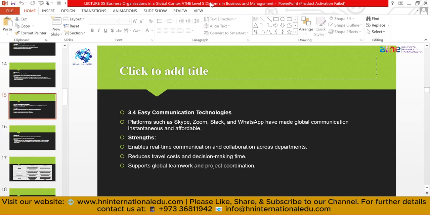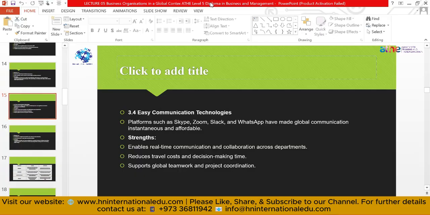Strength enables real-time communication and collaboration across the departments. You need to intervene with each and every one all the time, and it is very easy with these softwares. Reduces the travel costs and decision-making time. Travel costs, because I don't need to go to KSA every day and attend the class. I can do it wherever I want to.